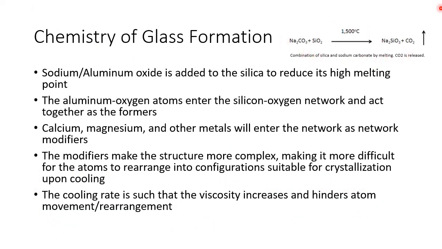Here we see a basic reaction in which sodium carbonate and a silicon oxide combine at a high heat to produce this soda glass, and it also releases CO2 from that carbonate. The sodium and aluminum join the silicon oxygen network and act together as the main structure, whereas the calcium or magnesium and any other metal will enter the network usually as a modifier.